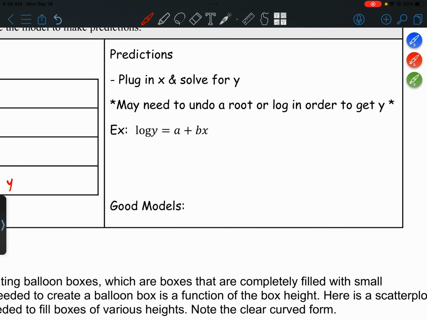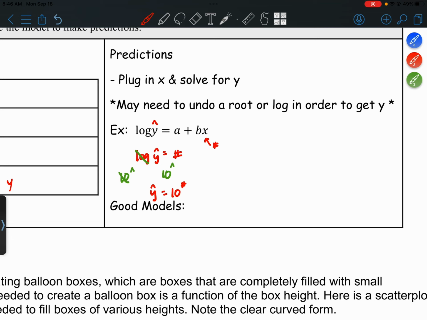As examples here, if we had this equation log y, this really should be log predicted y, equals a plus bx. So first of all, we plug in some number for x, our input, simplify the right-hand side, and then we'd have log of y hat equals some number. And then we can use base 10 on both sides to cancel the log and get predicted y equals 10 raised to whatever number we had.